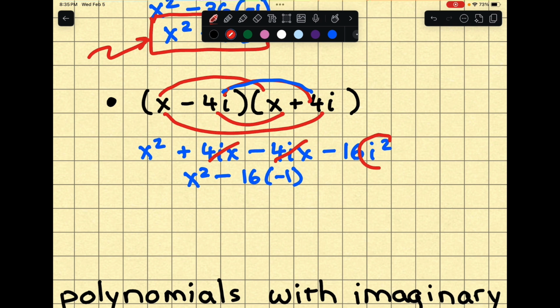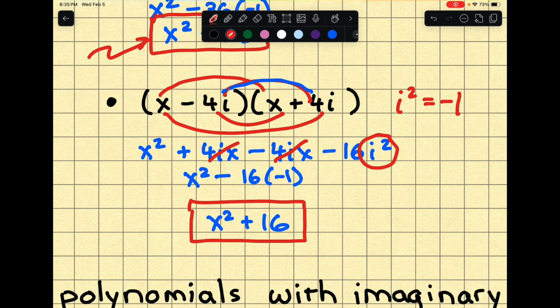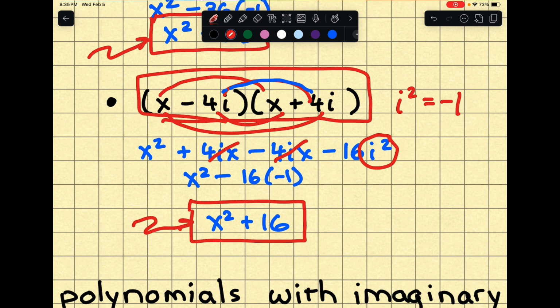Because like we've said before, i squared equals negative 1, because i is the square root of negative 1. So anytime when we're solving these problems you see an i squared term pop up, we know we can replace that with negative 1. So this becomes x squared minus negative 16, because 16 times negative 1 is negative 16, which simplifies into x squared plus 16. And so that's the standard or expanded form of this polynomial. This is the factored form of the polynomial up here, and the standard form is x squared plus 16.